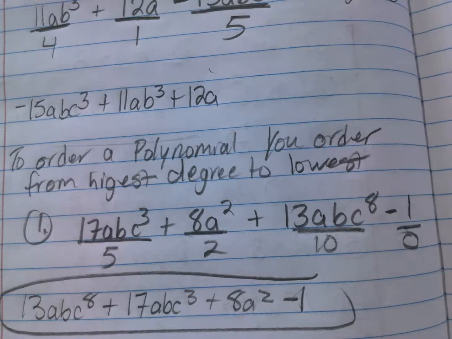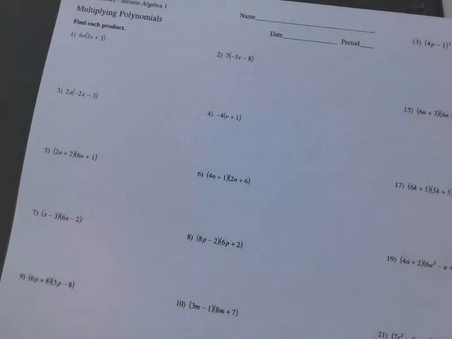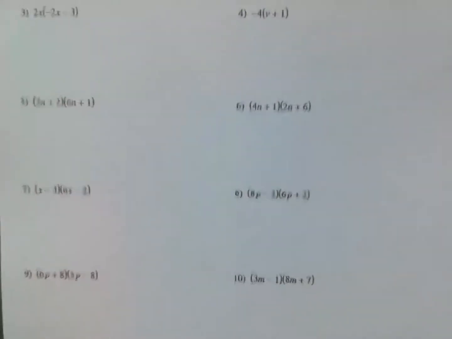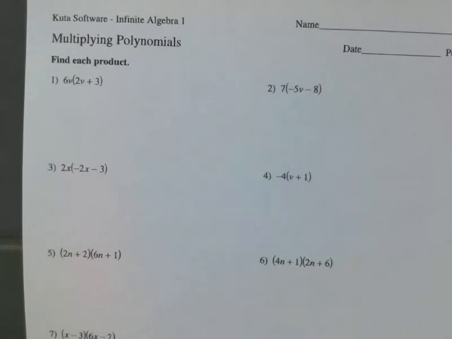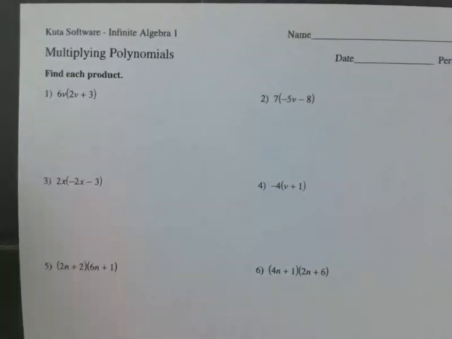So now we're going to multiply. When you're multiplying, of course, you're going to use distributive property. There are some shortcut ways that I'm going to show you how to do for some of these, but for the most part, we're going to do distributive property.